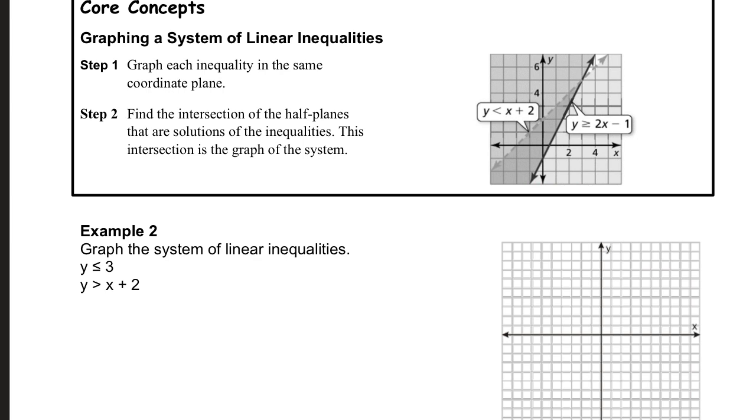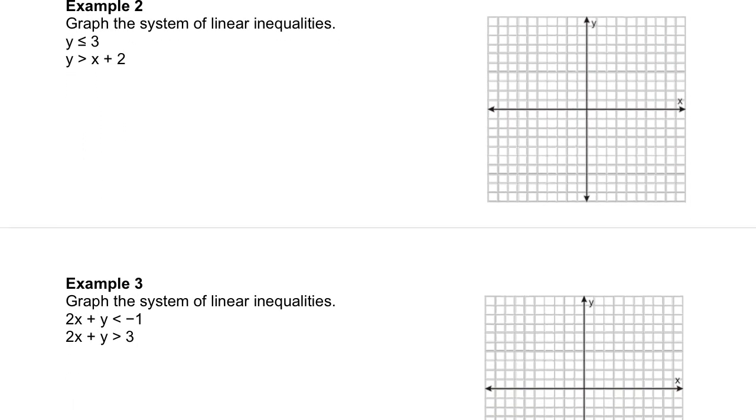So you can shade with two different colors. You can shade with your pencil. Some people do an arrow method. I'll show you both. But we just want to see where the two shadings would overlap if you do two inequalities like we did in the last lesson on the same graph.